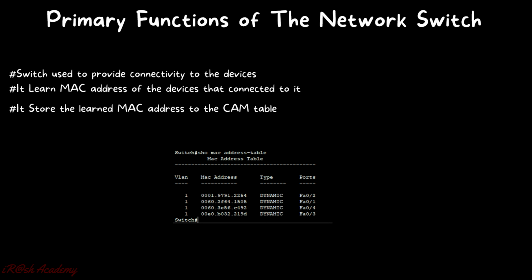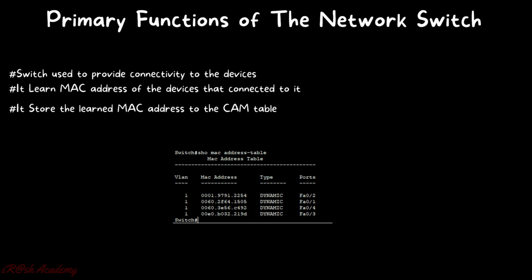Network switch stores the learned MAC address in the CAM table. The CAM table is called Content Addressable Memory. This is a table maintained by the network switch, and it is used to store the MAC addresses of the devices connected to its interfaces. That means whenever we connect any network device to a network switch interface, it learns its MAC address and stores that MAC address in the Content Addressable Memory table, or CAM table. This is also called the MAC address table.